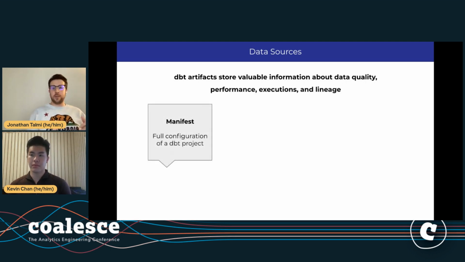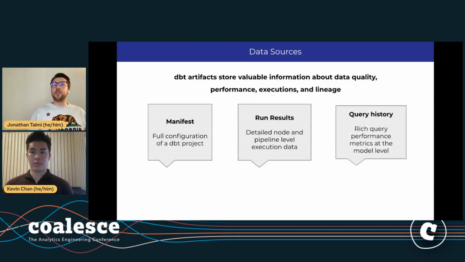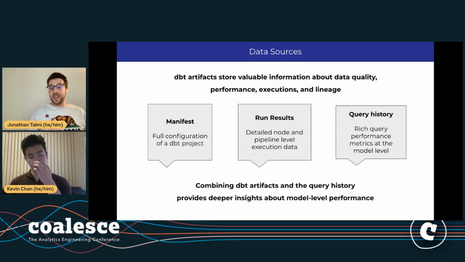Now, the first is the project manifest, which gives you the full configuration of the dbt project. The second are the run results artifacts that get triggered after you do a dbt run or test or other commands. These give you detailed node and pipeline level execution data for models, tests, and other resources. Finally, we looked at the Snowflake query history as Snowflake users, which gives you rich query performance metrics that you can tie to individual models. We ultimately found that joining the artifacts and the query history together actually gave us deeper insights about model level performance than we would have had if we just used the artifacts alone.